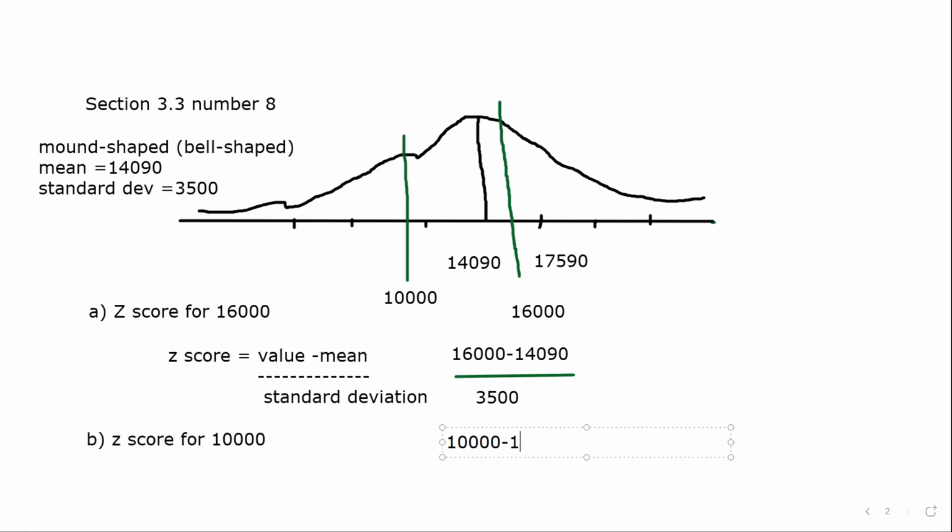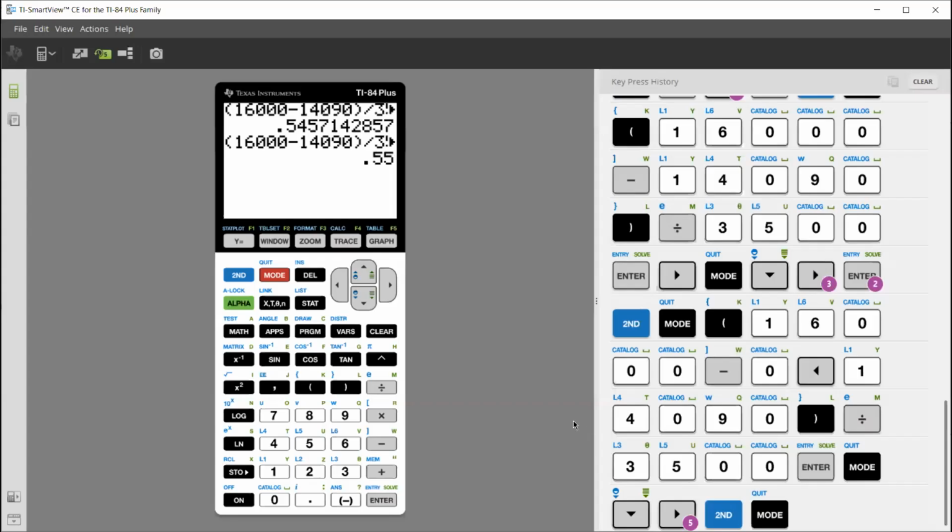14,090. Right, 14,090. Good. And our standard deviation was 3,500. Very good. So now let's see if we can put this in the calculator and get our answer. I'm going to go ahead and move the screen, get my calculator back. And we're going to put this in.